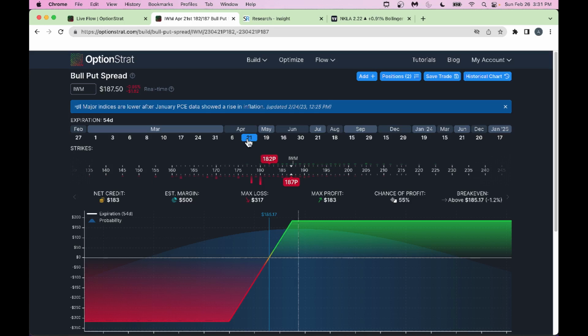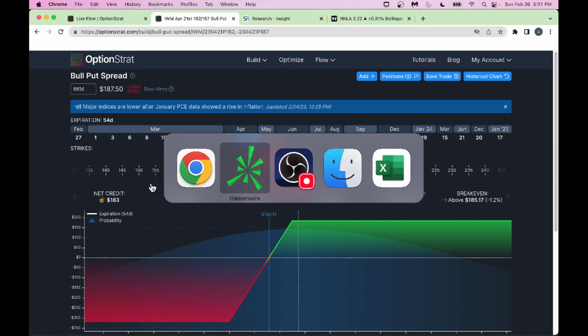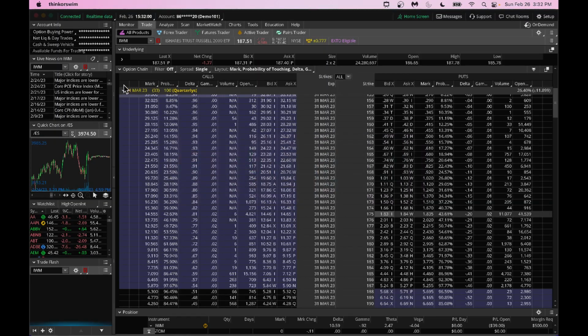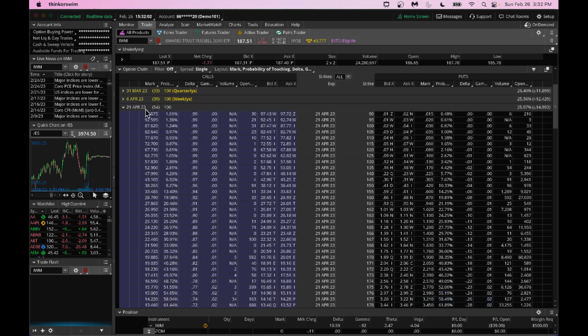You could do this, or you could even try March 31st also. Normally I'm comfortable within 60 days to expiration, especially for these ETFs. 45 days is my sweet spot, but 54 within 60 is okay too. And what I would do now is go in here and typically look at the Thinkorswim platform just to get some idea. So you could go here, 54 days out.